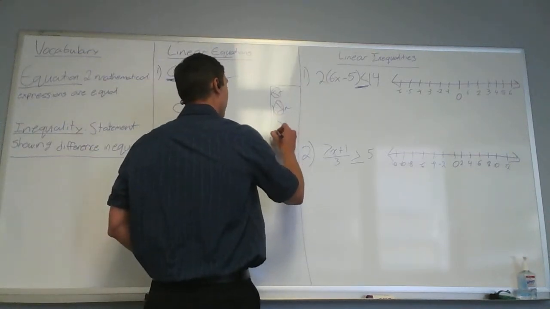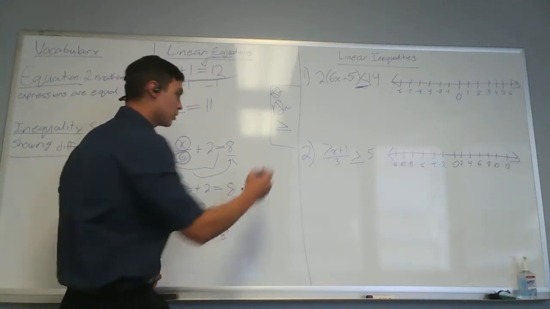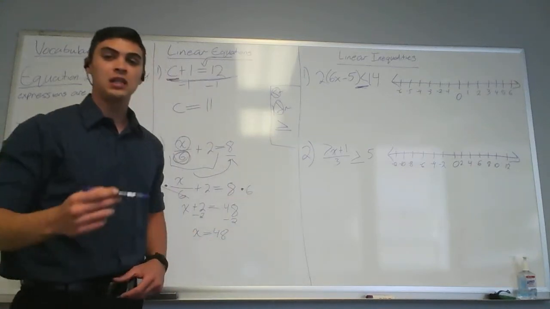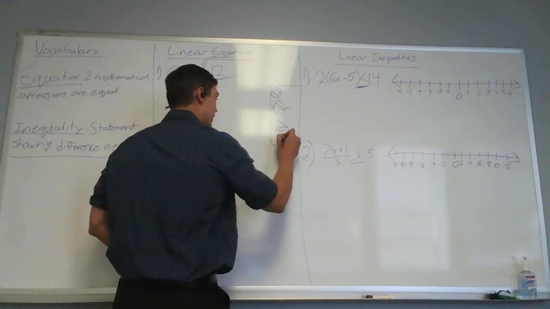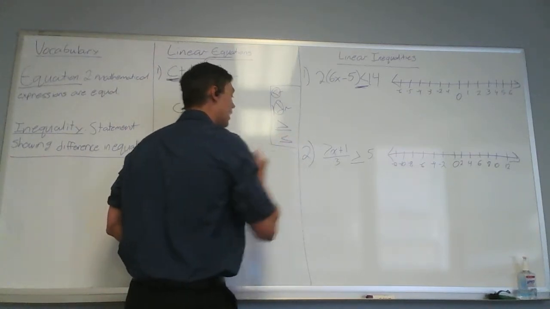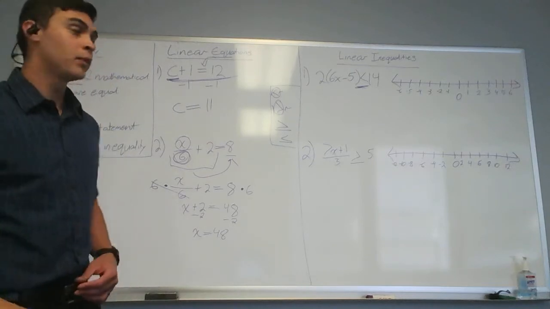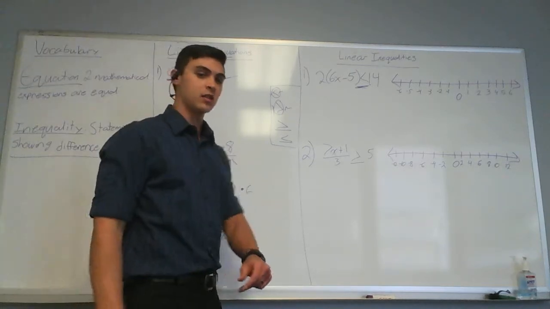So then we have greater than or equal to. This little line underneath means that it can be greater than or equal to the value. And similarly, we have less than or equal to, which is the same thing. So now let's see this in practice.